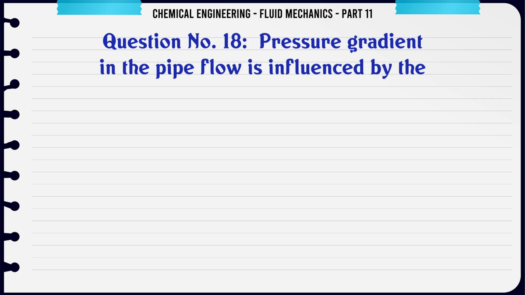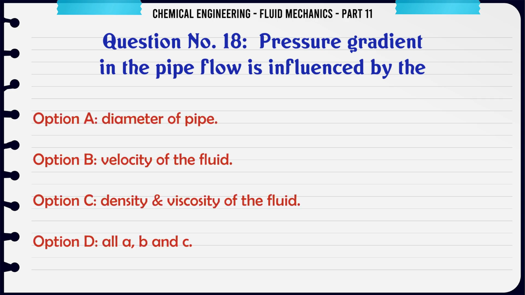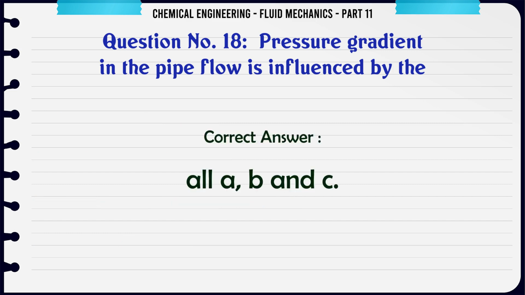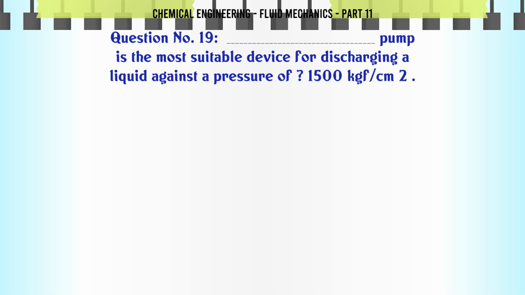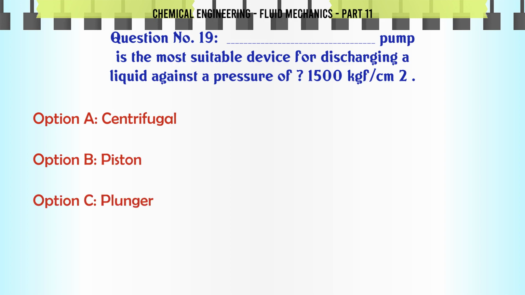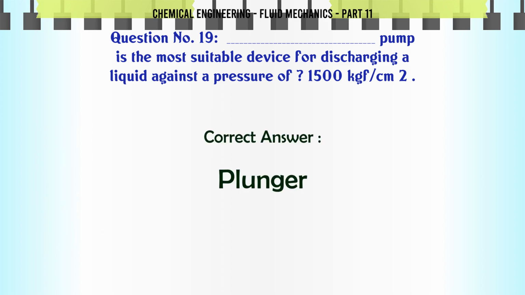Pressure gradient in the pipe flow is influenced by the: A. diameter of pipe, B. velocity of the fluid, C. density and viscosity of the fluid, D. all A, B, and C. The correct answer is all A, B, and C. Which pump is the most suitable device for discharging a liquid against a pressure of 1500 kgf/cm²: A. centrifugal, B. piston, C. plunger, D. vane. The correct answer is plunger.